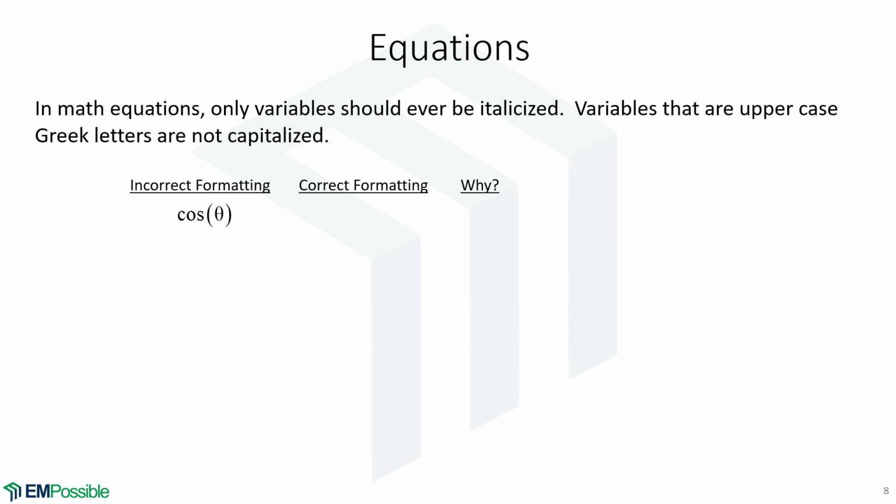Equations, this is huge and almost everybody gets this wrong. The rule is the only thing in a math equation that should ever be italicized is the variables, and the one exception of that is uppercase Greek letters. For some reason, we don't italicize. I don't know why. Okay, so let's go through some examples to drive this home. Cosine theta looks good, right? Is this the correct formatting?